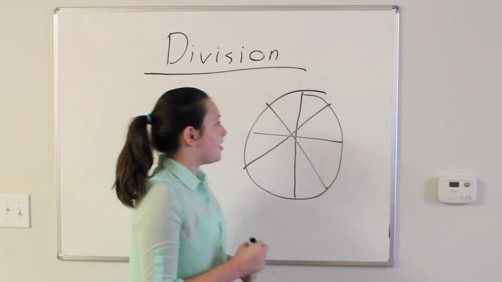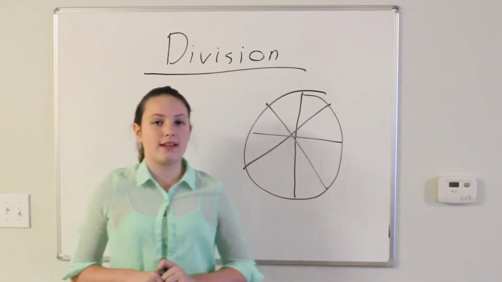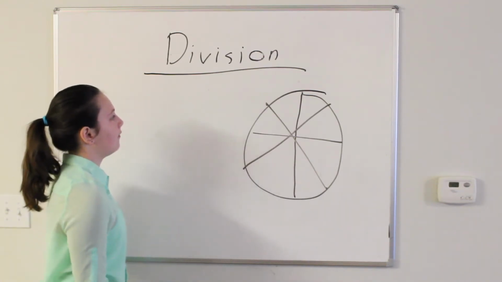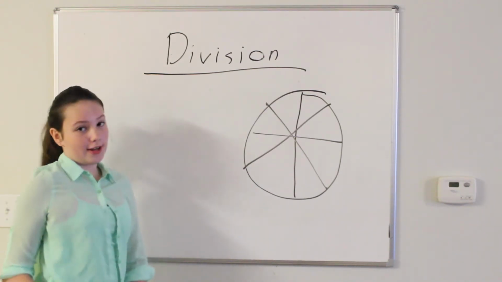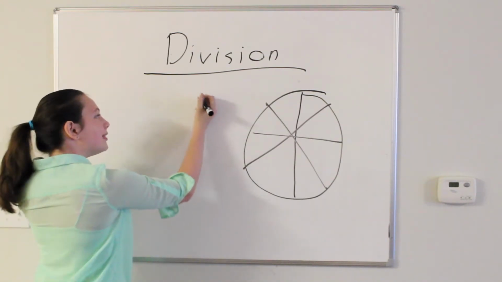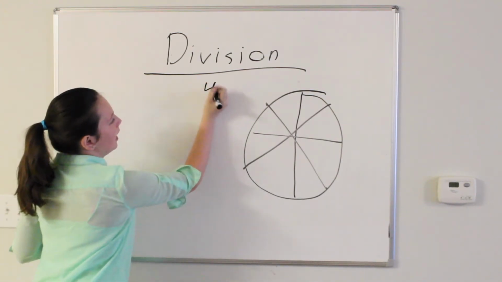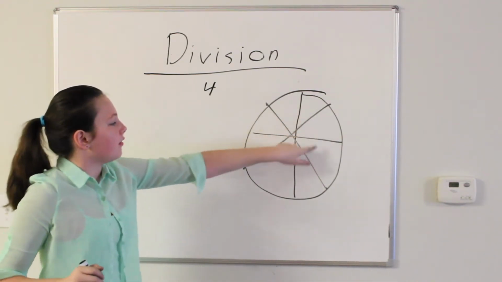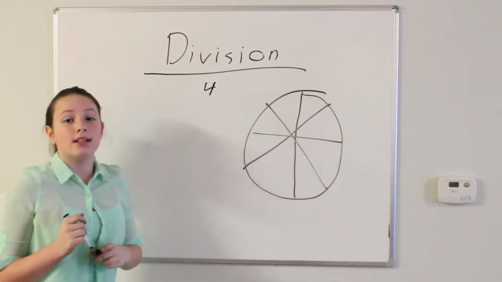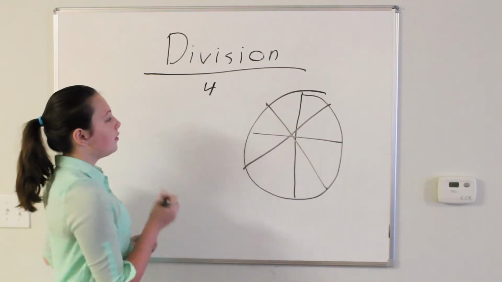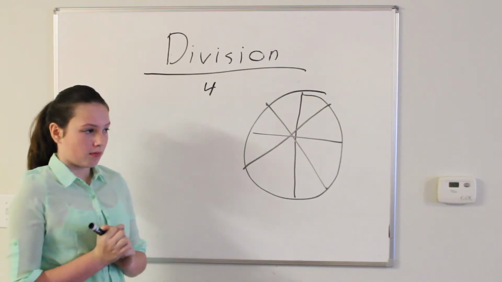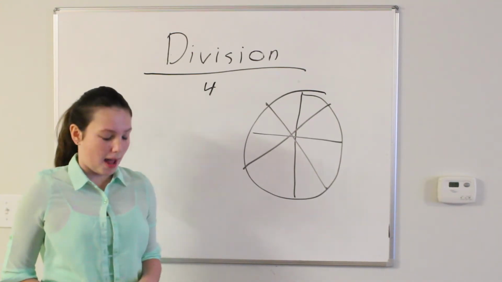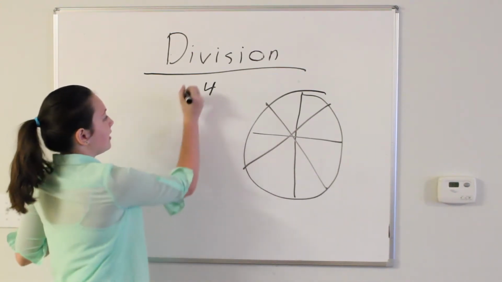Now we're going to do division. Division is when you divide a whole into equal parts. Let's say you have friends over. There are 4 people in the house. And you ordered a pizza with 1, 2, 3, 4, 5, 6, 7, 8 slices. You want everybody to get an equal amount. A way to do that is to divide it by 4. 8 divided by 4.